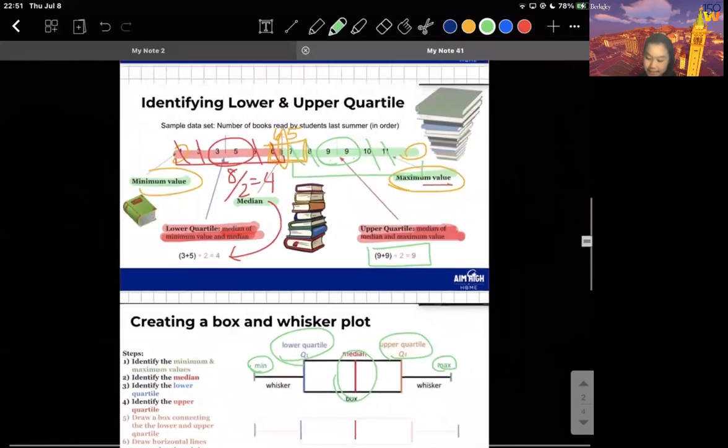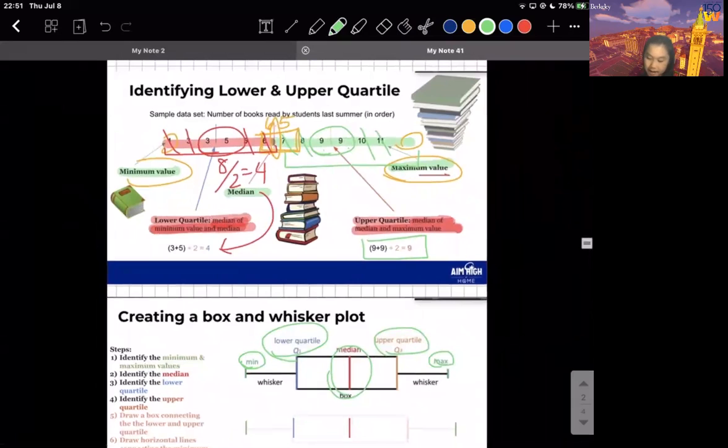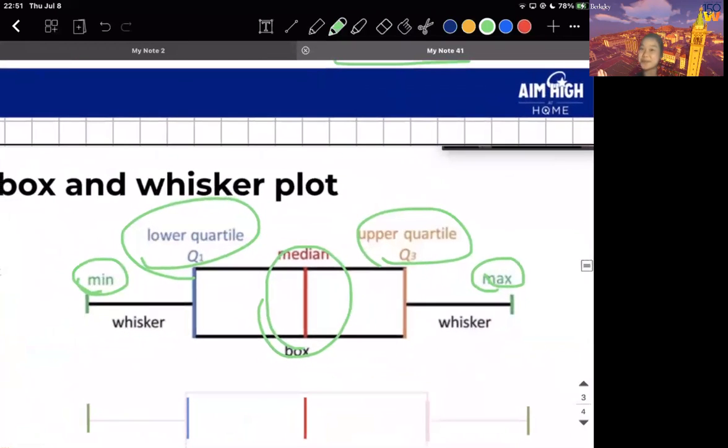So as practice, if you want, you can fill these numbers from the previous problem into this box and whisker plot. If not, I believe you have everything you need to know about creating a box and whisker plot. Just make sure to follow this box and whisker plot template and you will be great.